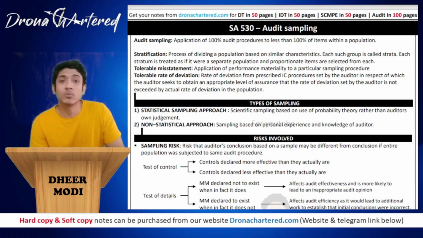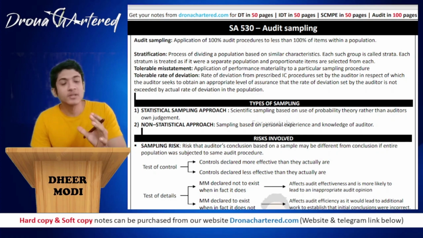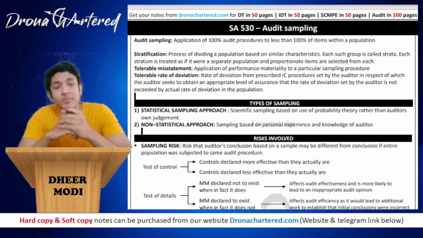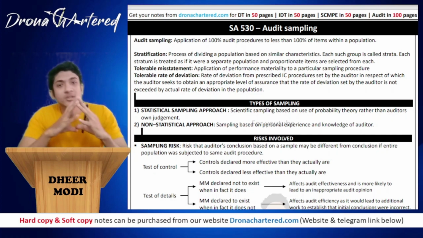So let's start. What is audit sampling? Audit sampling happens when you're not able to test 100% of your transactions or 100% of items in your population. Because of the limitations of audit, your time limitation and your resource limitation, you are not able to check your whole population. So what do you do in such a case?